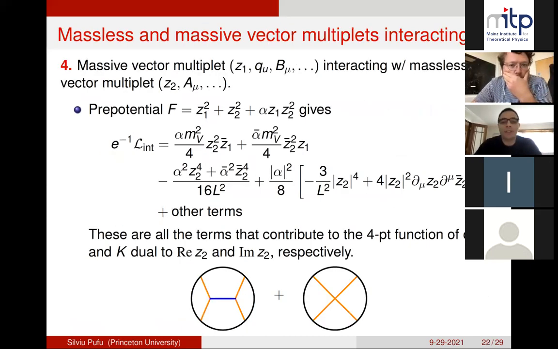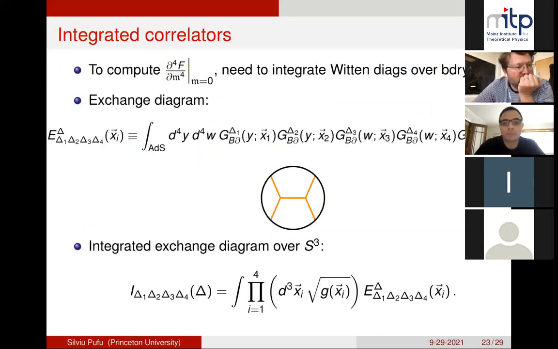And then, of course, one can consider a combination of a massless and a massive vector multiplet interacting, and using this formalism, one can write down the interaction Lagrangian. Here I wrote down all the vertices that are relevant for these types of diagrams. Okay, so that's one thing, and that was writing down the actions.